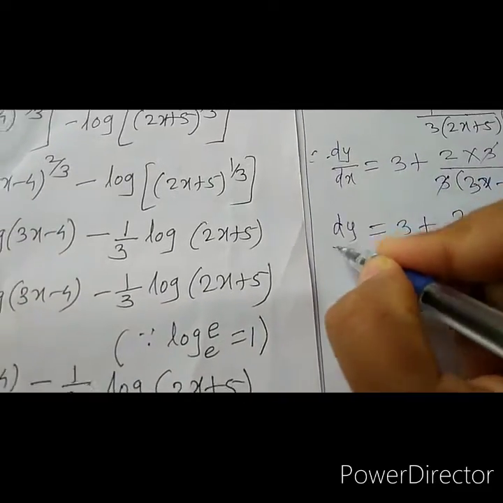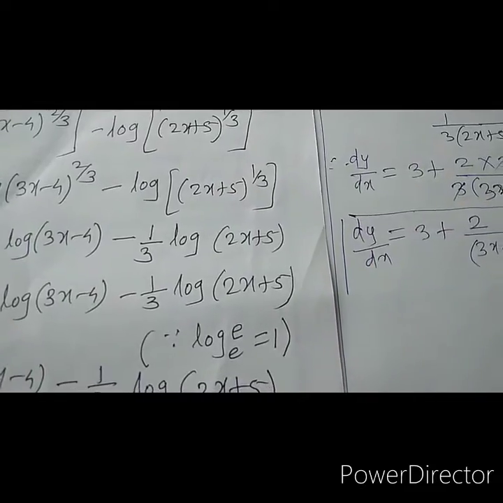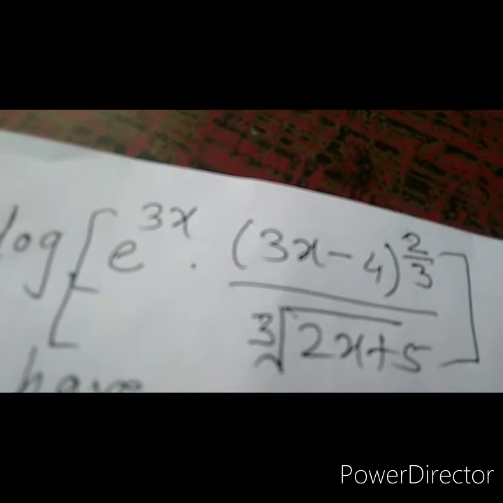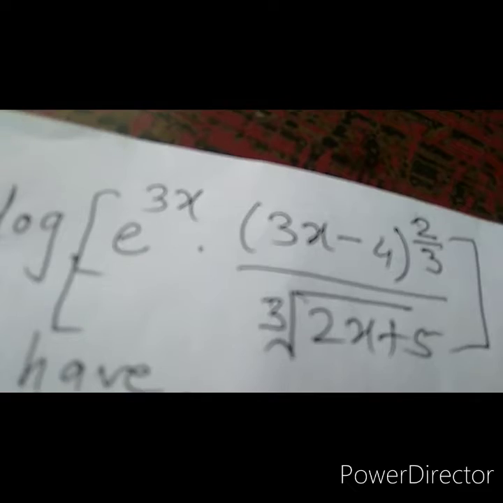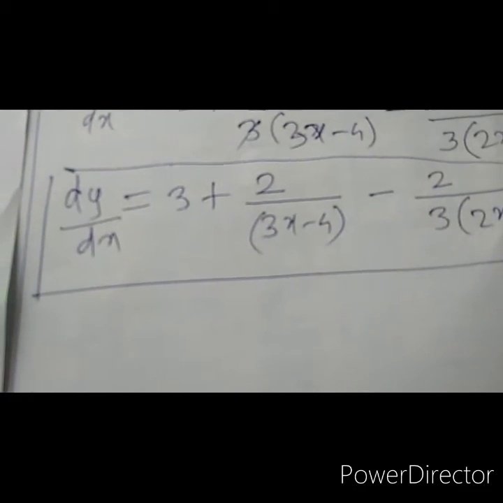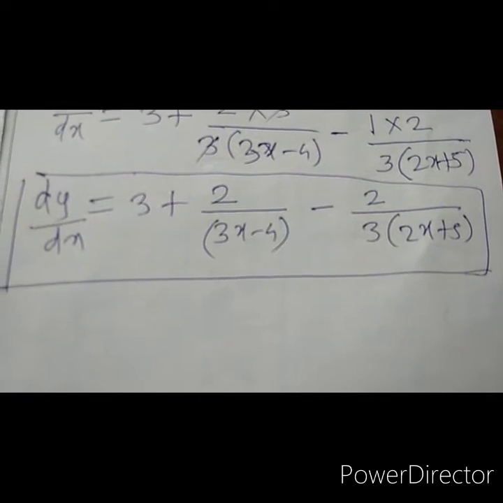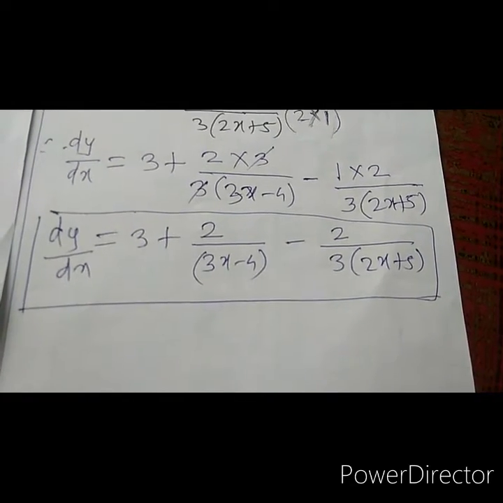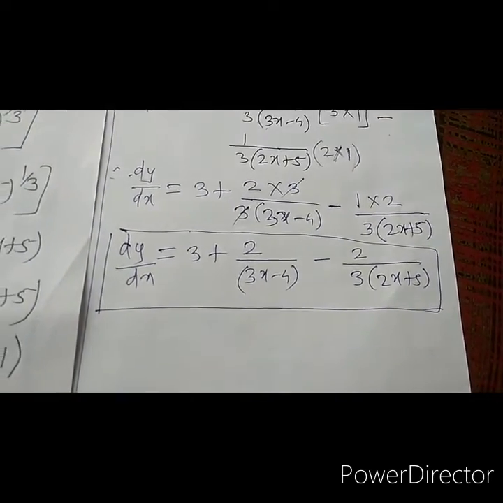And this is the derivative of the given function y is equal to log of e raised to 3x into 3x minus 4 raised to 2 upon 3 upon cube root 2x plus 5. I repeat the answer. dy by dx is equal to 3 plus 2 upon 3x minus 4 minus 2 upon 3 in bracket 2x plus 5. Let us see next example.